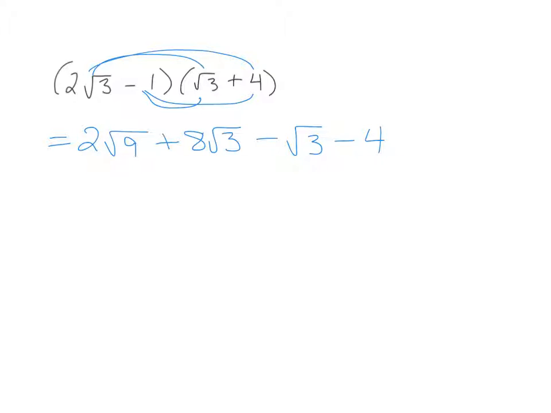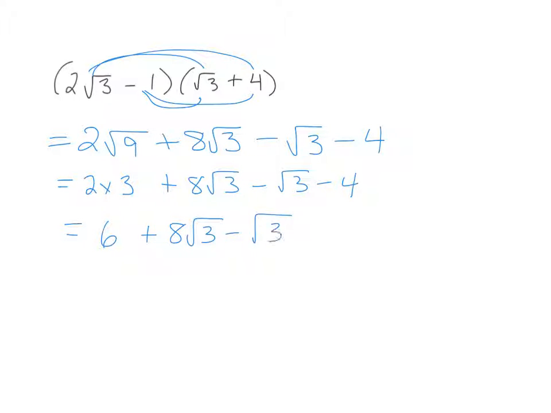What do I do with a root 9? Simplify it. What does it turn into? Just a whole number. It turns into a whole number, right? Because 9's a perfect square. Take the square root of 9. 3. So this turns into just 2 times 3 for that first term. So that's actually 6 plus 8 root 3 minus root 3 minus 4.